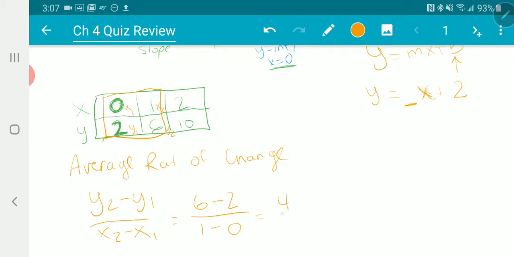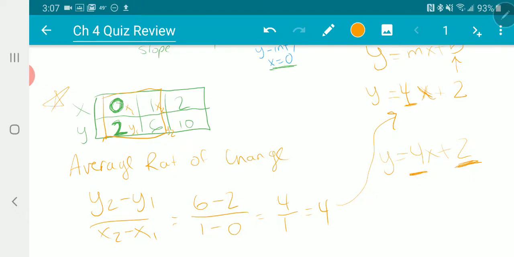That's going to be equal to 4 over 1, or just 4. Boom. I could take this and plug it right into my equation. So the equation of the line that is represented from this situation right here is just y equals 4x plus 2. My starting value of 2 and my average rate of change of 4. So that's nice and easy.